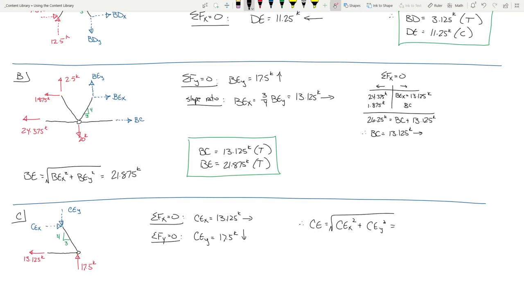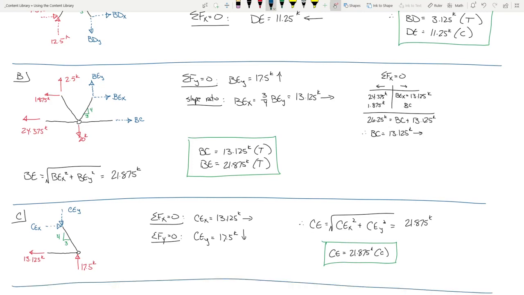that ends up being 21.875. So CE is 21.875 kips in compression. Boom, the truss is solved, okay? So how do I want your final answer on the homework? I want it like this. Like basically what I want is 21.875 kips in compression. I basically just want like this at the very end.